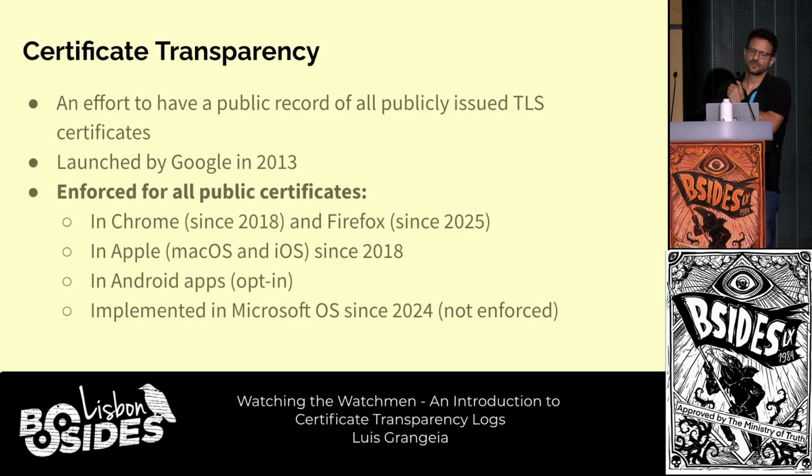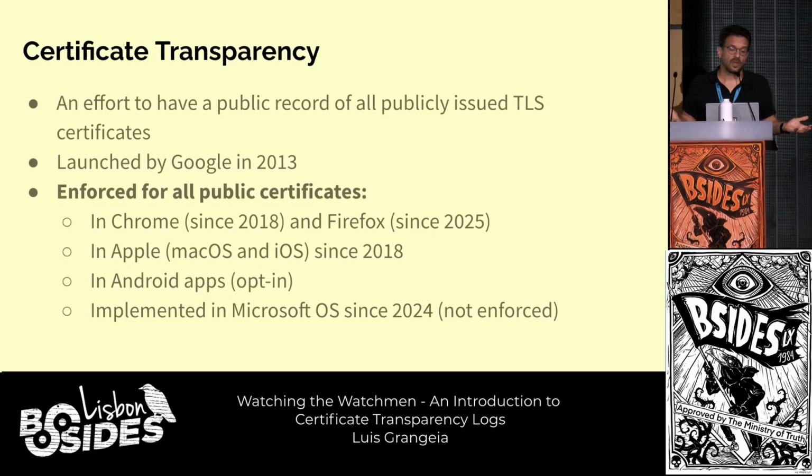In Chrome, it has been enforced for all certificates issued after 2018, and it started in 2018. They started earlier with EV certificates, but now they're completely supported. In Firefox, they started earlier this year. They knew about certificate transparency, but they are only enforcing it since 2025. In operating systems, the situation is a little bit different.